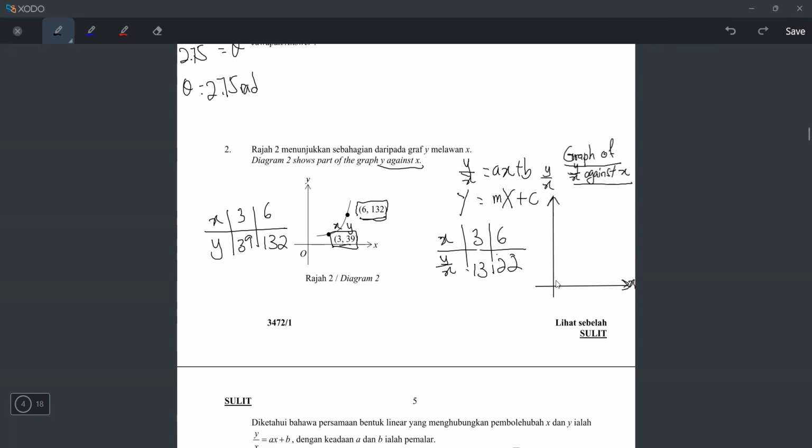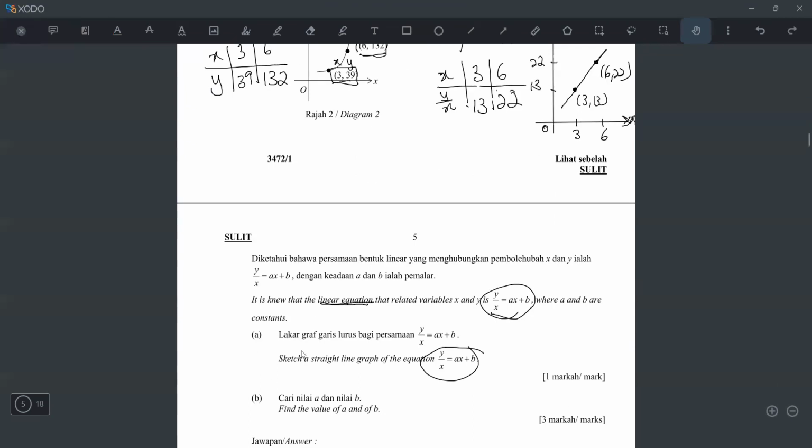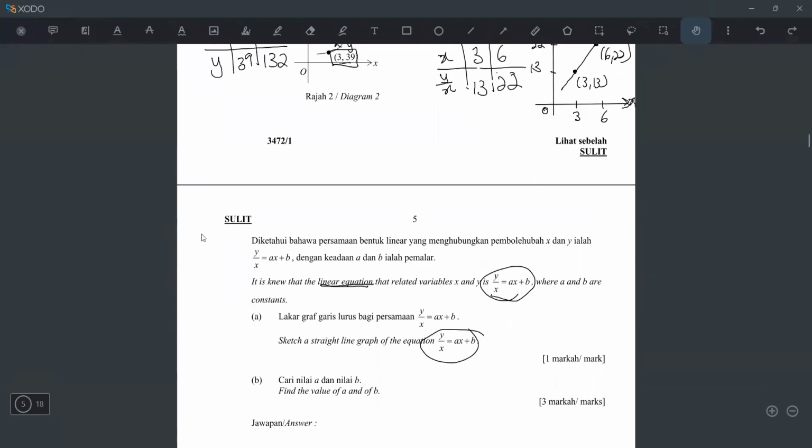So the first point is 3, 13. So, okay, this is 0. I can make this 3. I can make this 6. And then 13, 22. So let's think about this. Let's just put it like this. So there will be 1 point here and then another point here, right? And then just draw the line here. Yeah, I think this is good enough. So that's the straight line. Let's just label it: 3, 13, 6, 22. Because this is a sketch question, it means you don't have to measure. All right, so done already.